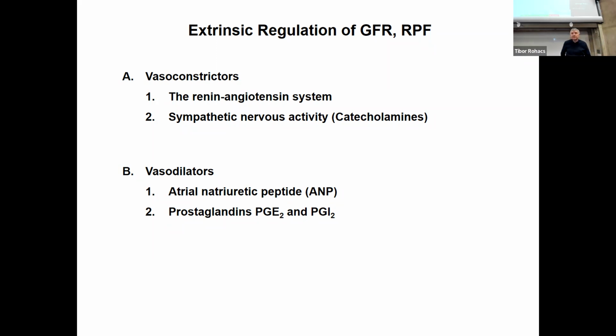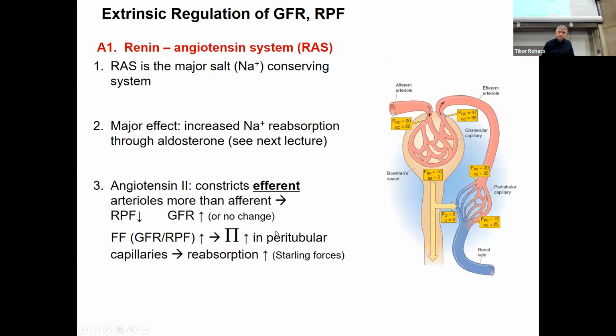What you also have is extrinsic regulation, and these are vasoconstrictors, namely the renin-angiotensin II system and the sympathetic nervous activity. And you have vasodilators like ANP and prostaglandins. So the extrinsic regulation, the most important one is the renin-angiotensin II system. The renin-angiotensin II system is the major salt-conserving system, or sodium chloride-conserving system. We will discuss it in even more detail in the next lecture.